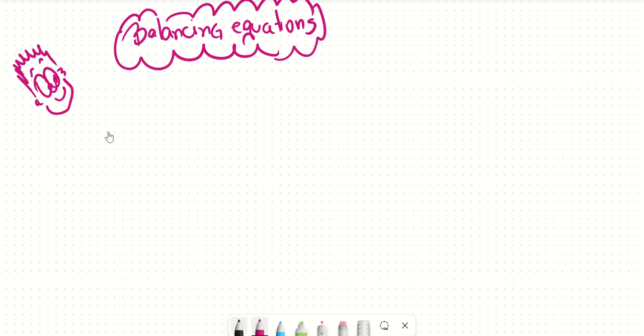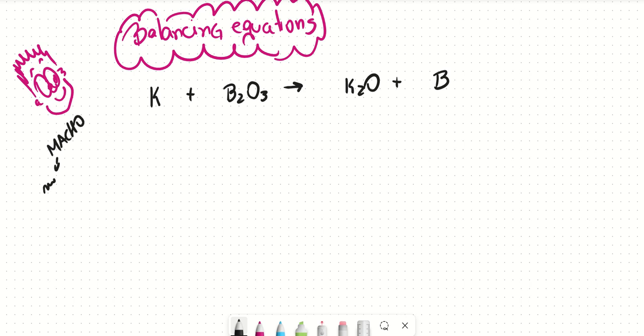So let's grab an example over here. I will use this one. Okay, and remember that I said that you can use the macro rule. First you balance the metals, then the non-metals, then carbon, hydrogen, and the last one, oxygen. So let's start with the metals.